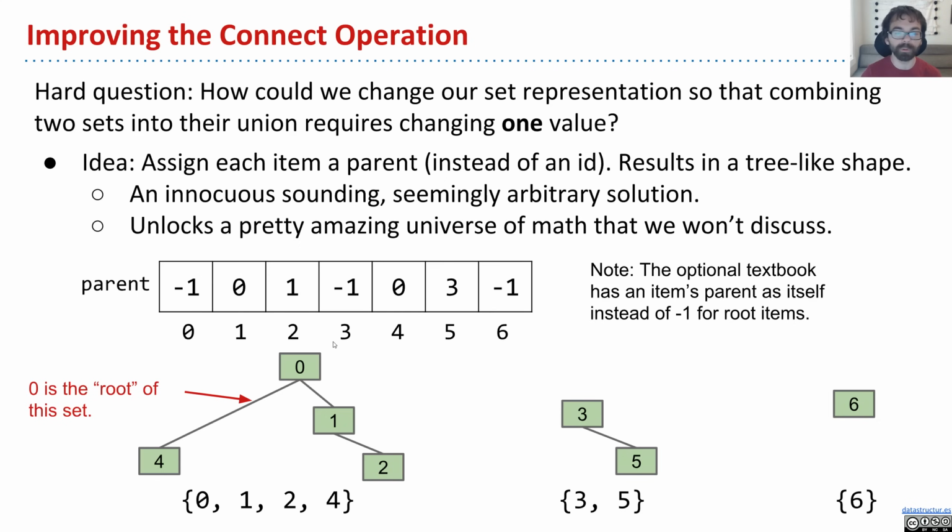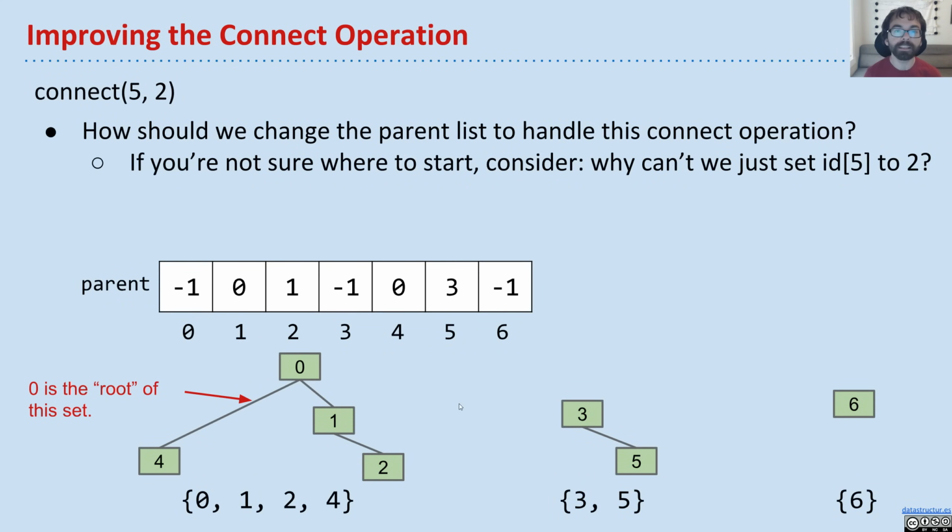Okay, so let's think a little bit more carefully about how this would actually be useful for implementing disjoint sets. So what I'd like you to do to test your own understanding is take this example here that we just saw and try to call connect 5, 2. So if we do 5, 2, what changes? And I have a hint here that if you're not quite sure where to start, you should say, why can't I just set this value to 2? So give this a shot, and then I'll answer it in a moment.